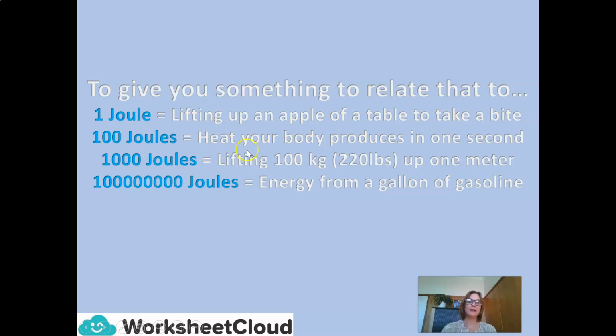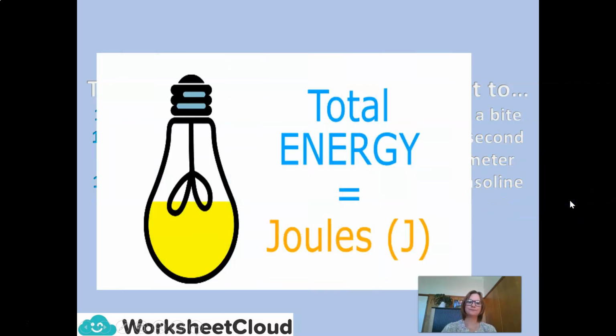100 joules would be the heat your body produces in 1 second. 1,000 joules would be lifting 100 kilograms just up 1 meter, so doing those bench presses or lifting up those weights. And 100 million joules is energy from a gallon of gasoline, so a lot of fuel there, a lot of energy. So total energy that you use is measured in joules, and you can abbreviate it with a J.